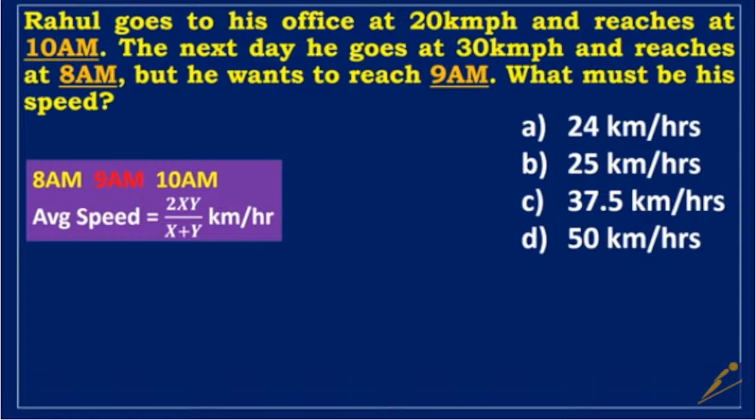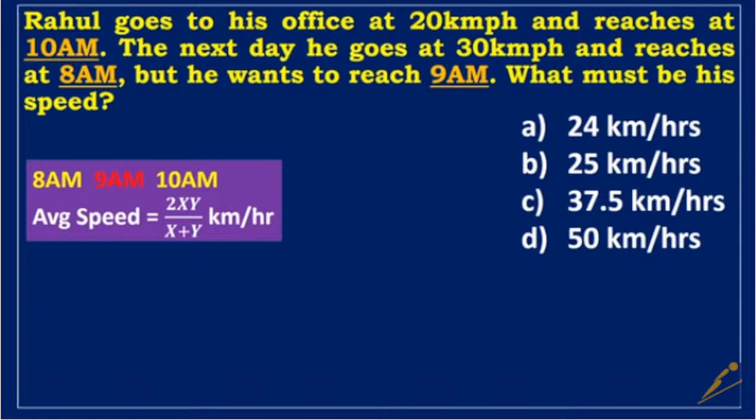We know that Rahul reaches his office at 10 a.m. on the first day, and at 8 a.m. on the second day. We need to find the speed at which Rahul should travel to reach his office at 9 a.m. We solve this problem in a smart way. The average between 8 a.m. and 10 a.m. is 9 a.m.